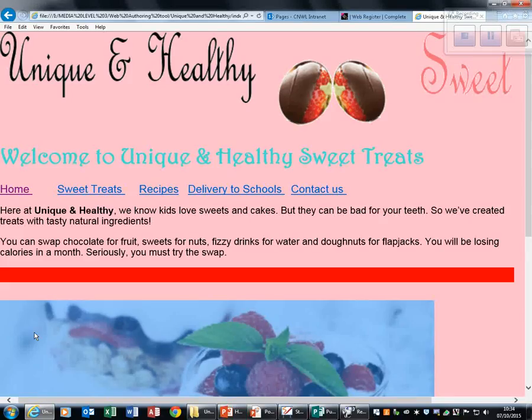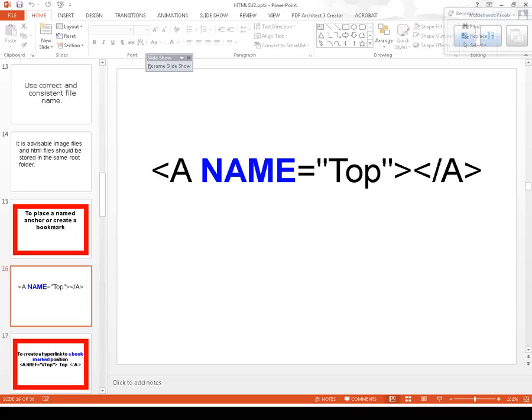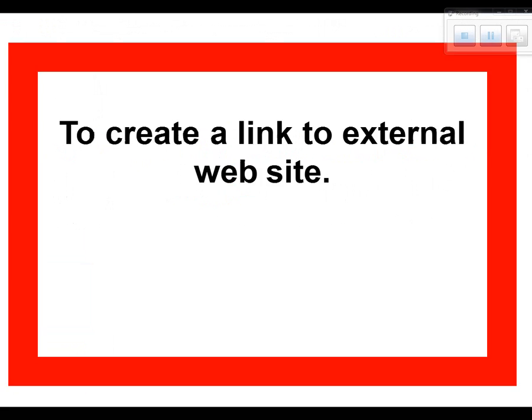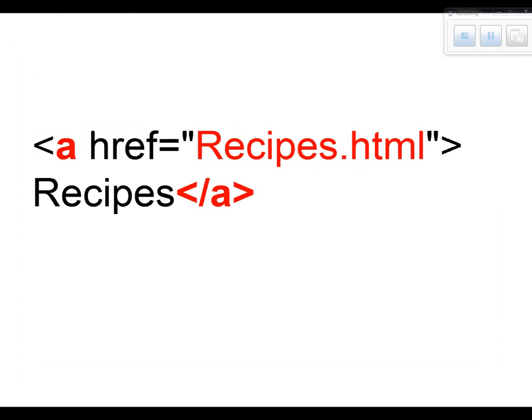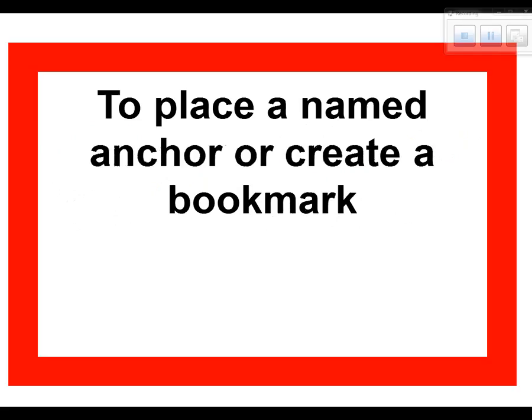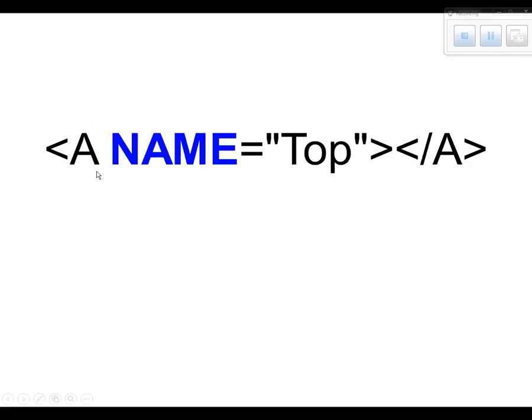When we want to navigate within the same web page, we need to do two things. First, we need to name the area. Second, we need to make a hyperlink reference to that area. But there is a formula for both that you need to follow. First, to name the area: anchor A space name top.